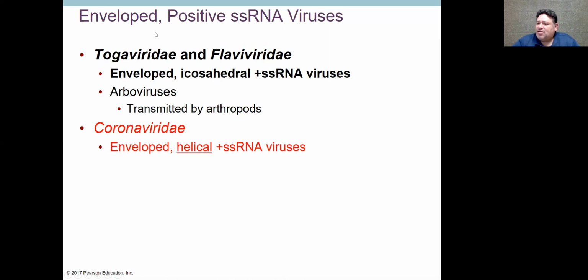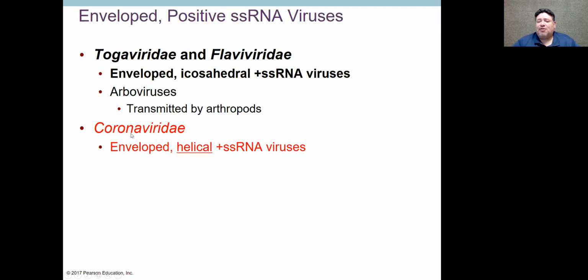Togaviridae is enveloped, and Flaviviridae, flavi is Greek for yellow, and that's supposed to allow you to understand that it causes jaundice, so it does affect the liver. Togaviridae and Flaviviridae are both enveloped. In other words, they have a covering from the host plasma membrane. Their capsid is icosahedral, and it has positive single-stranded RNA.